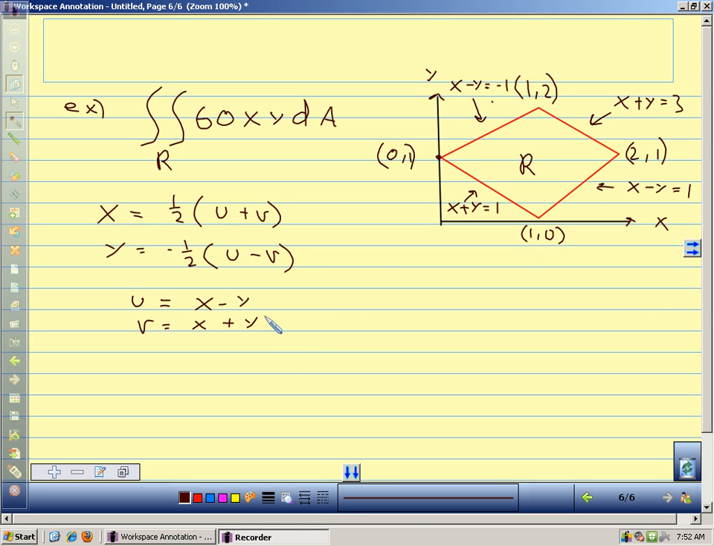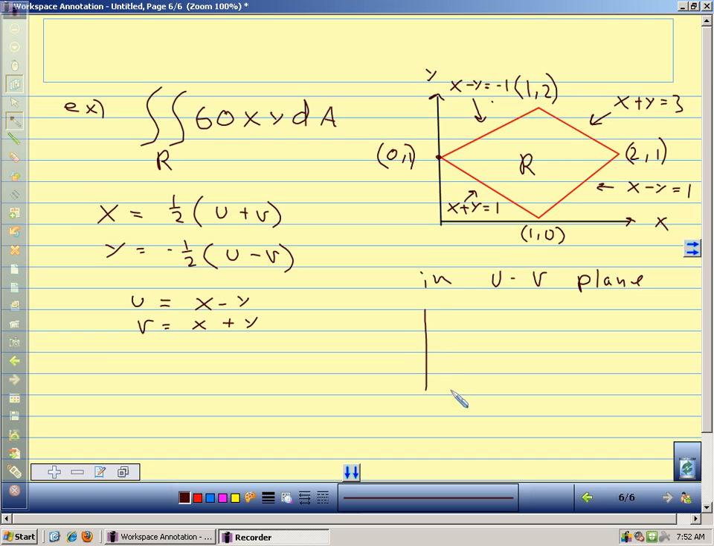So now we need to find our new region. With this substitution, we want to transform the region in the xy plane to the region in the uv plane. So in the uv plane, we could make a table of values, we could make a chart to figure out the vertices of our new region. But just from looking at this, we can figure out what our region is.